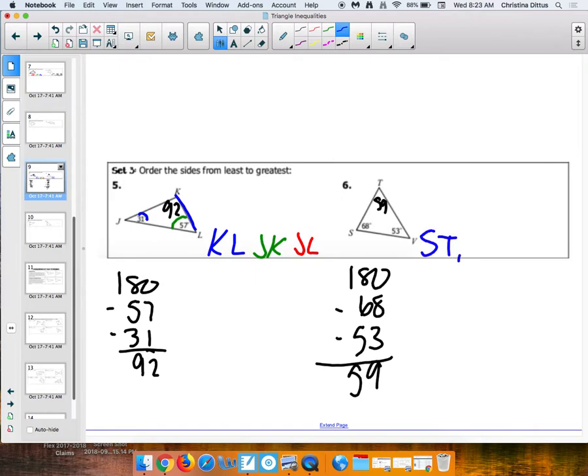Smallest side is ST. Medium side, SV, good. Biggest side, TV. Okay, how are we on those? Good? Can we skip 7, 8?